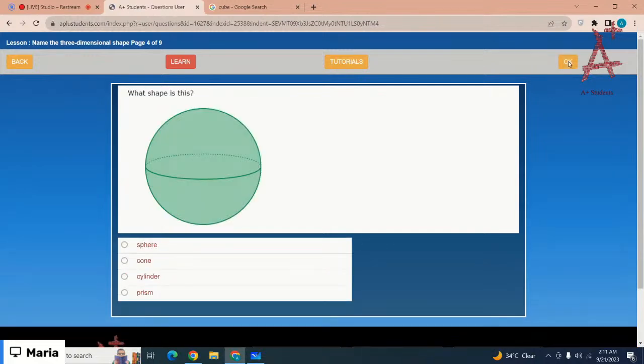What shape is this? Which is the correct option? You can write the name of the shape in the chat box. Yes, very good. That would be a sphere. The correct option is sphere.